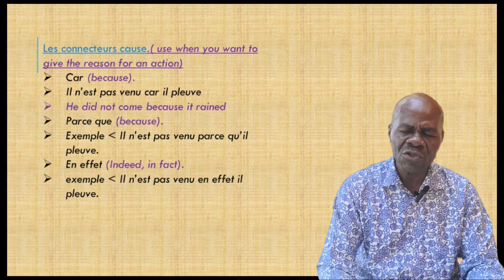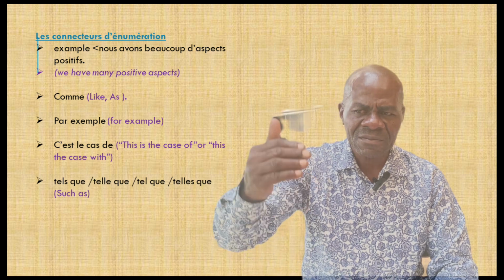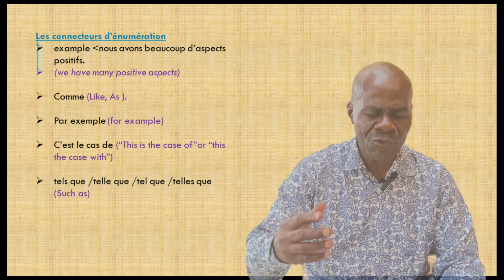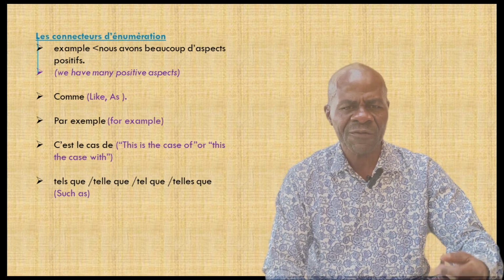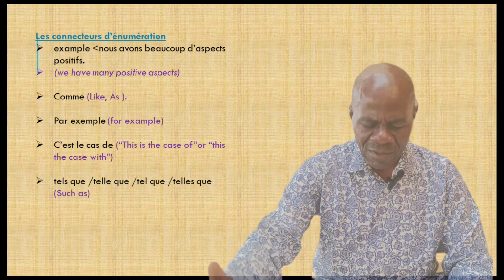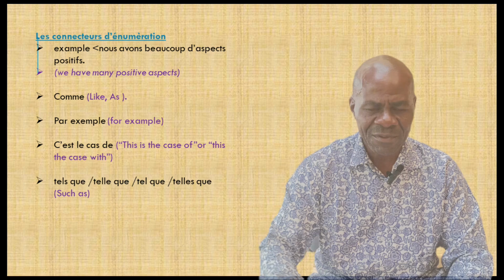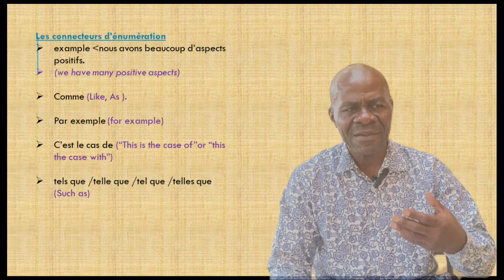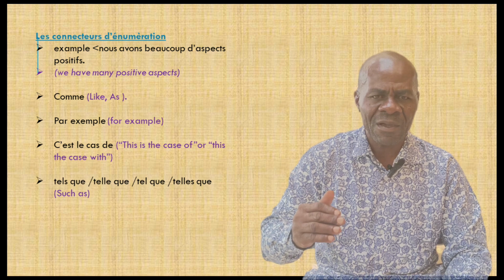We also have connecteur logique d'énumération. Distinct things. For example, you want to give a breakdown of different things. In French language, we use connecteur logique d'énumération. Nous avons beaucoup de côtés positifs comme, par exemple, tel que. Here, we have many positive aspects. Par exemple, like, comme. So these are the different connecteurs logiques of what? Enumeration. Here you are listing the different positive aspects.